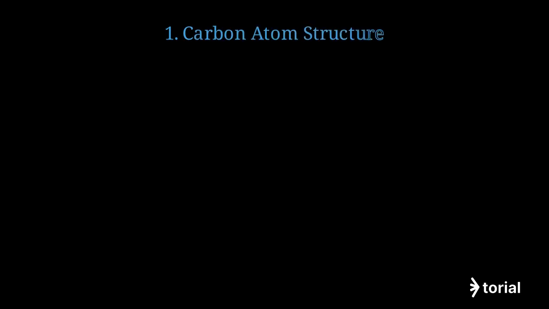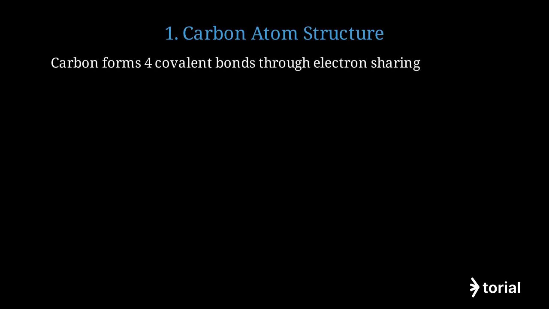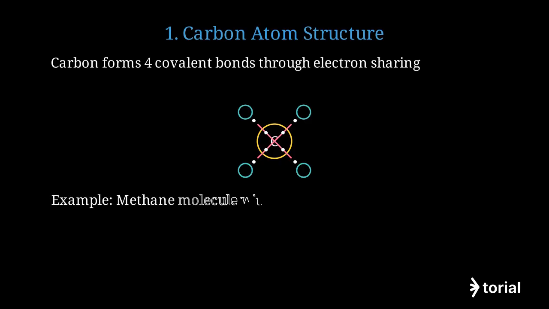Let's start by understanding why carbon is so special in biology. Carbon can form 4 covalent bonds by sharing electrons with other atoms, making it incredibly versatile. Here we see a carbon atom at the center forming 4 covalent bonds, sharing electron pairs with 4 other atoms. A simple example is methane, where one carbon atom bonds with 4 hydrogen atoms.